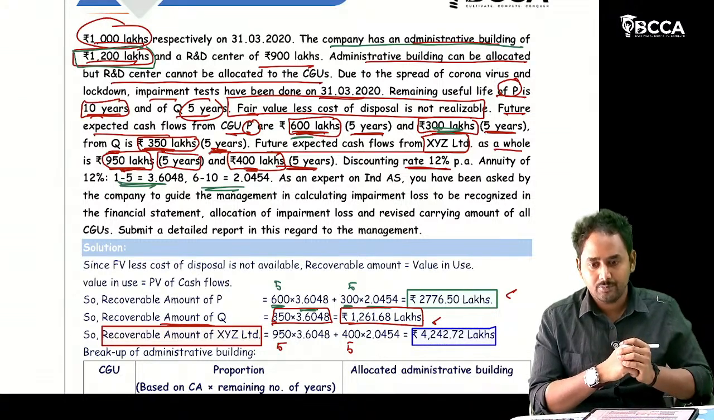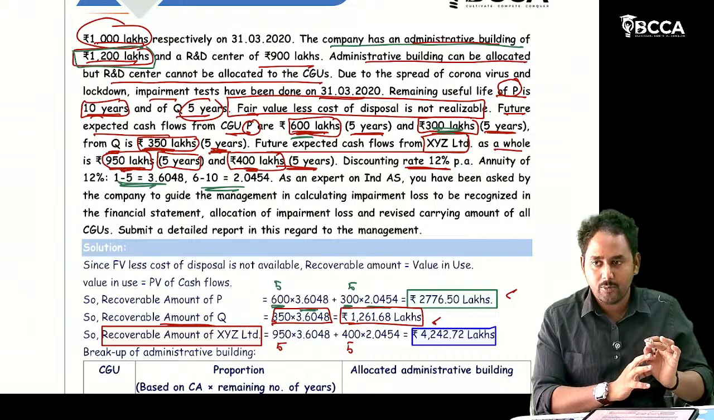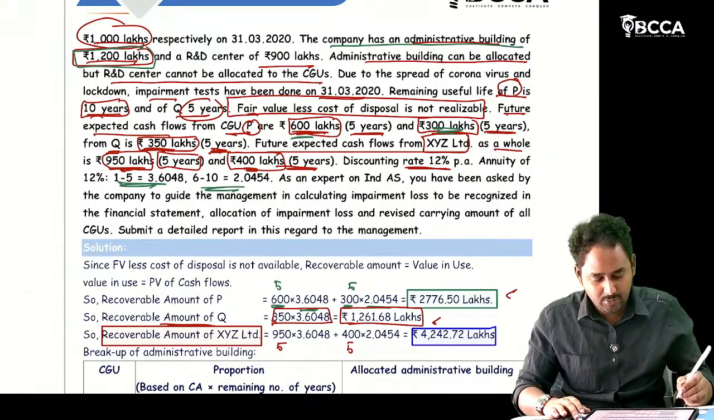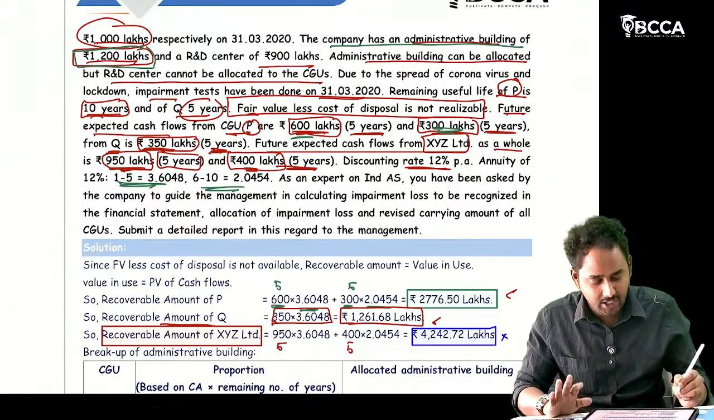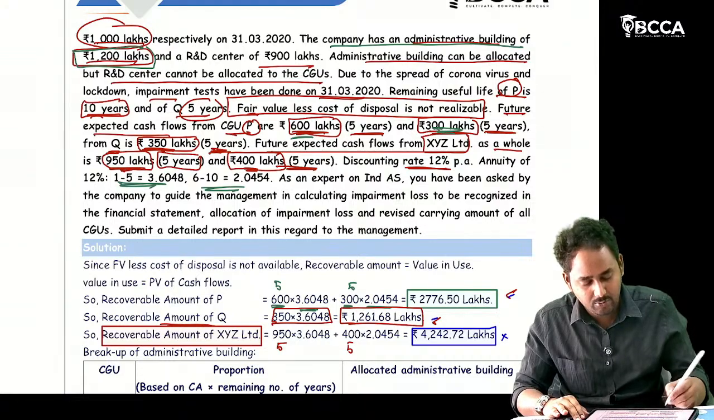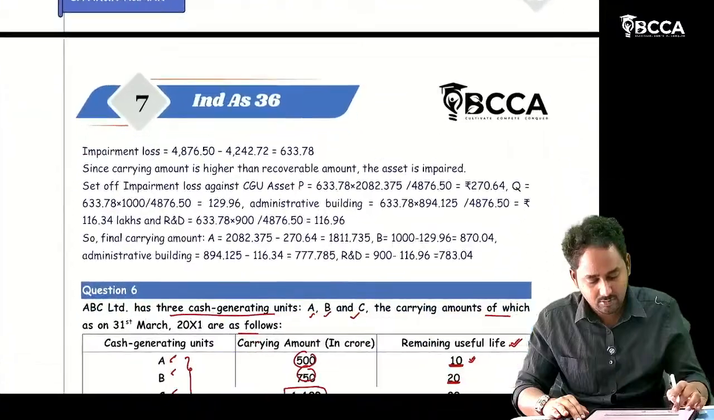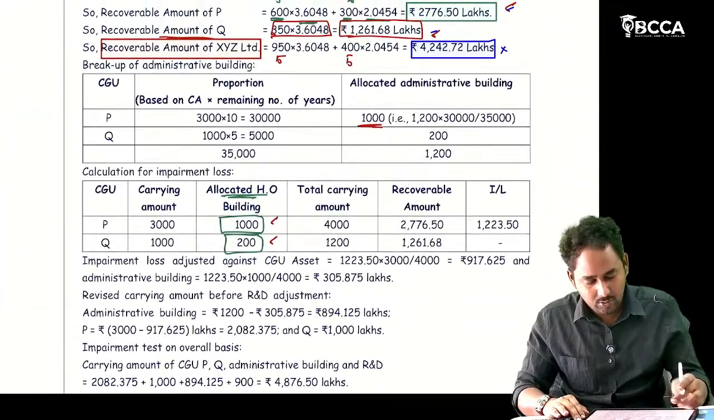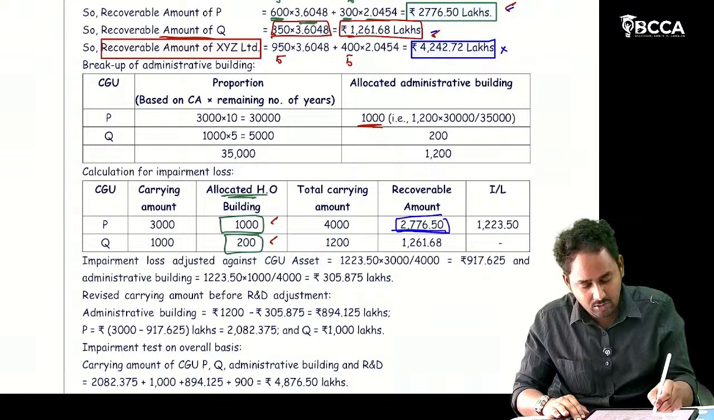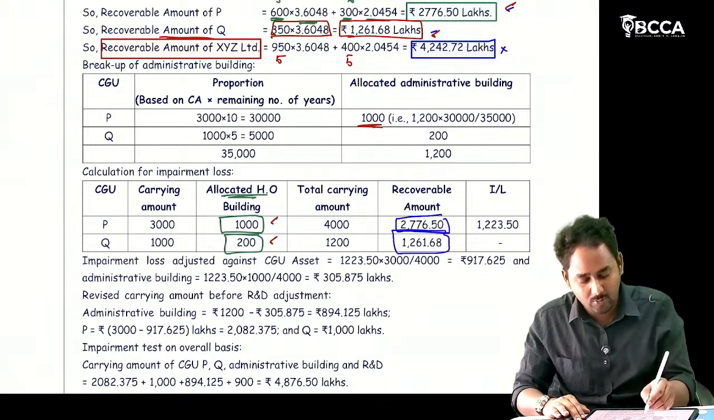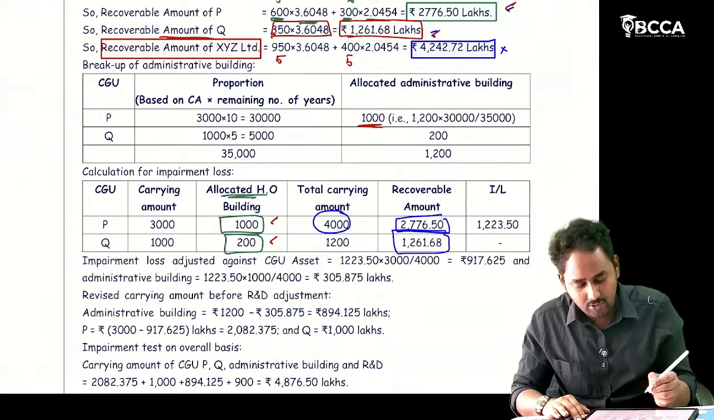4242.72. So this is the total recoverable amount of the entire XYZ Limited, but it is not required currently. I want the recoverable amount of P and Q. So 2776.50 and 126 point. What is the recoverable amount? 4000. What is the total carrying amount?